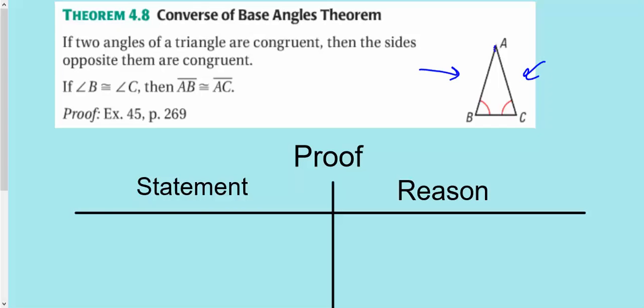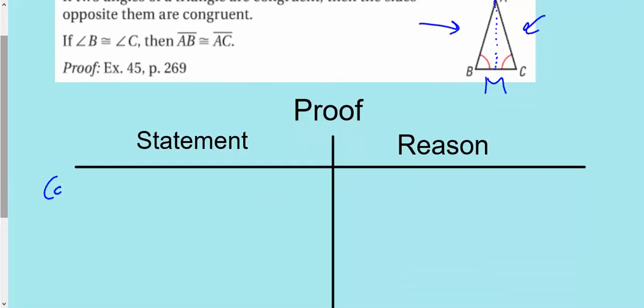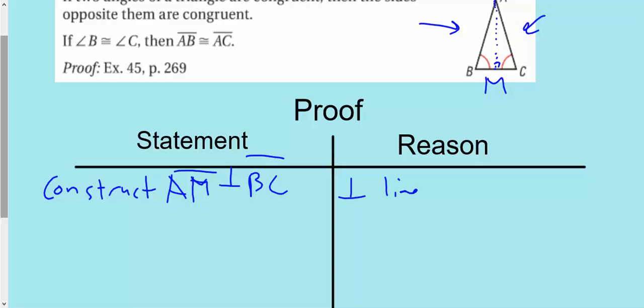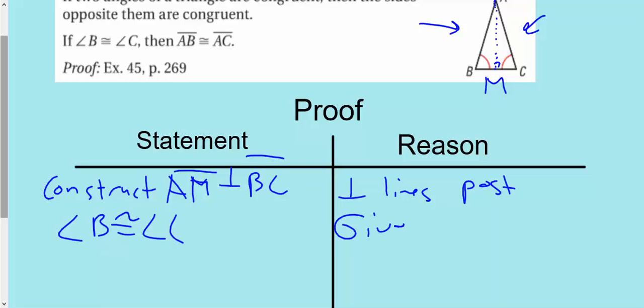So again, we're going to construct an auxiliary line here. We're going to call this AM. Construct AM, and we're going to construct it perpendicular to BC. There has to be one line that's perpendicular to BC that goes through A. Okay, and then we're given that angle B is congruent to angle C, given. I've got to show that these two triangles are congruent.